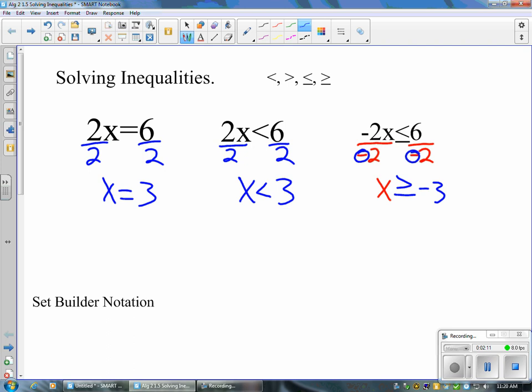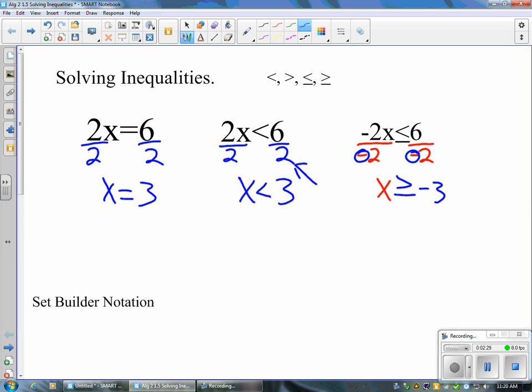If you divide by a positive, such as here, the sign will always stay the same. Again, adding and subtracting, the sign stays the same. Only multiplying or dividing by a negative flips the sign.